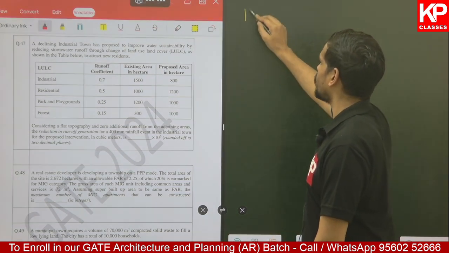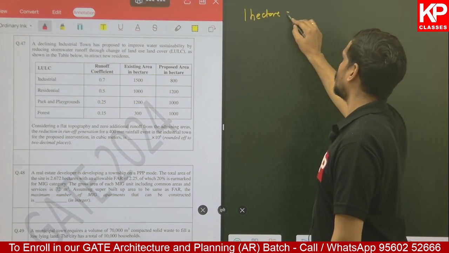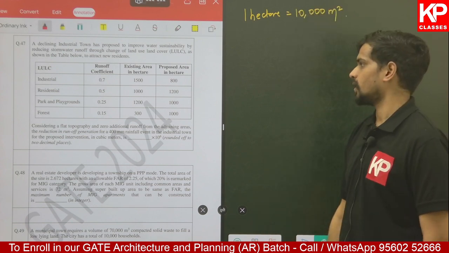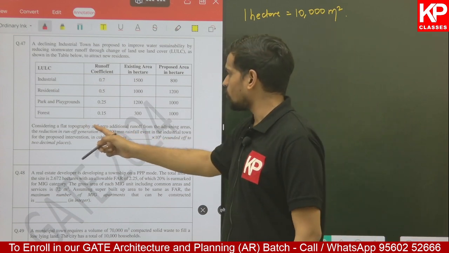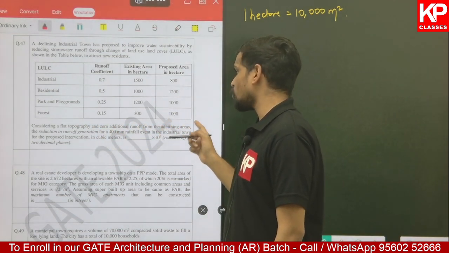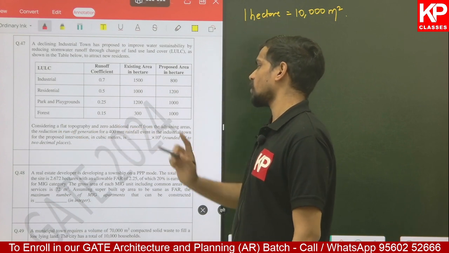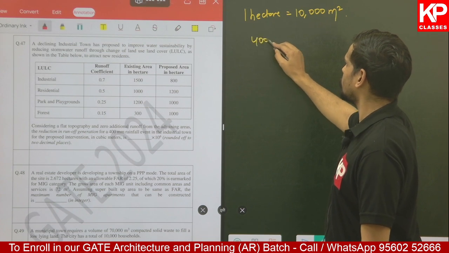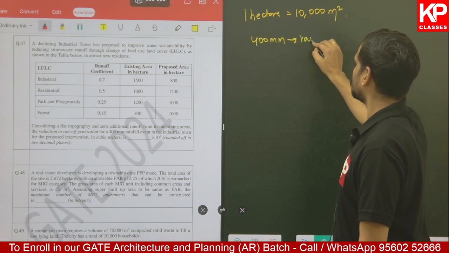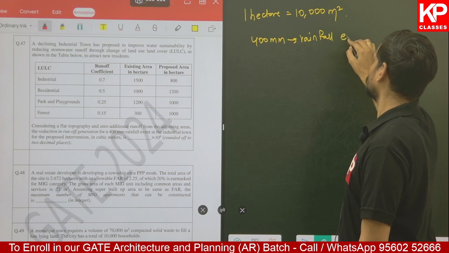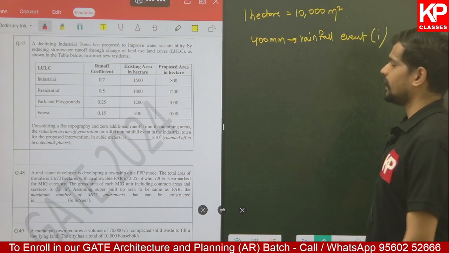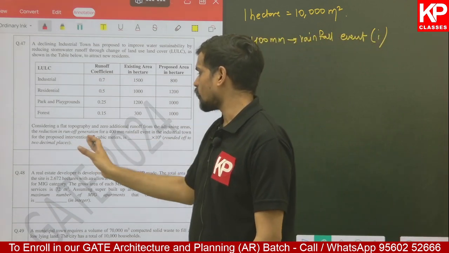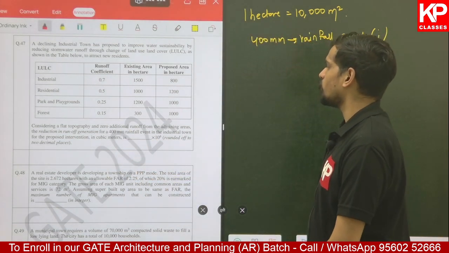For this, you need to remember what is 1 hectare. 1 hectare is 10,000 square meter. That is something which you'll need to remember first. Considering a flat topography and zero additional runoff from the adjoining areas, the reduction in runoff generated for a 400 mm rainfall event, the rainfall is given as 400 mm. That's basically the intensity of the rainfall I. It is given as 400 mm. In the industrial town, the reduction for the proposed intervention in cubic meters is dash.